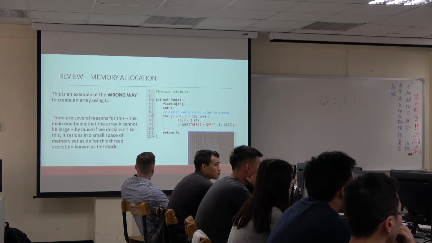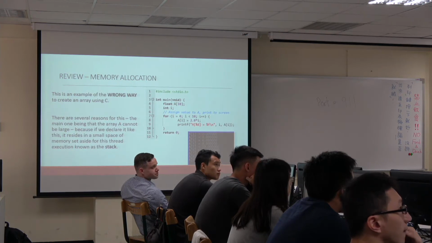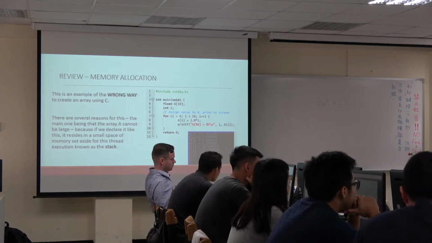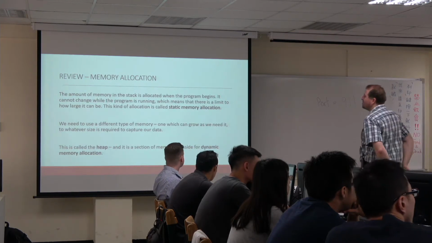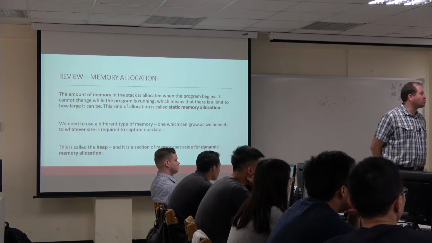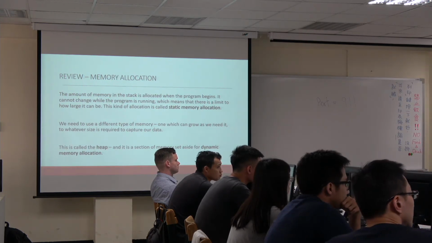So every year, students come to me and they allocate 100 million elements in this 1D array on the stack, and they ask me why it doesn't work. This is the reason. Stack is small, can't afford to have that much memory placed. So we need to use something called a heap. Heap is a part of memory which can grow and shrink as we require it to, and this is the place where we want to allocate our data.